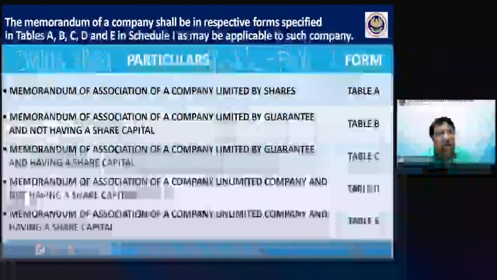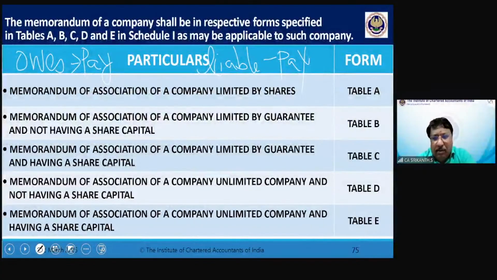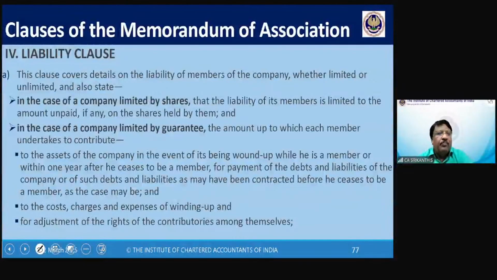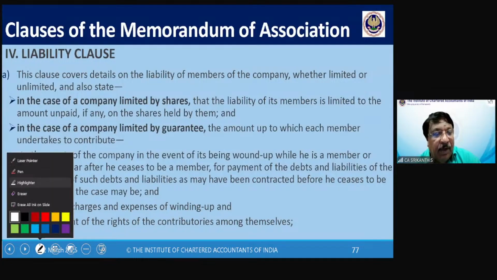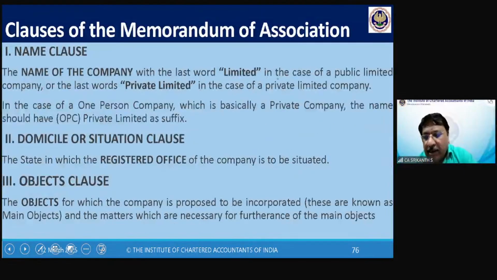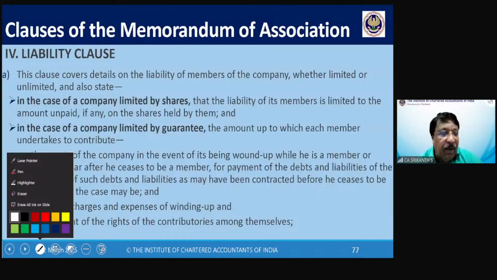This is the liability clause of the memorandum. Let me jump the gun and go there. In the memorandum, there is a clause called the liability clause. This is the fourth clause. This clause covers the details on the liability of members of the company. Basically, there are limited companies where the liability of the members of the company, note it, members of the company, not the company's liability, is limited.